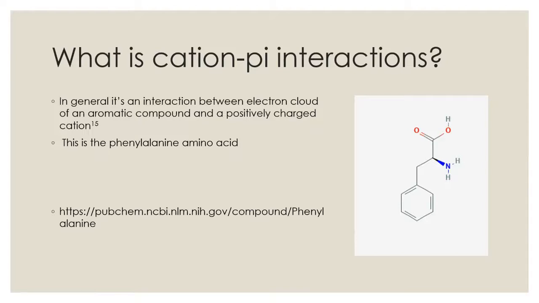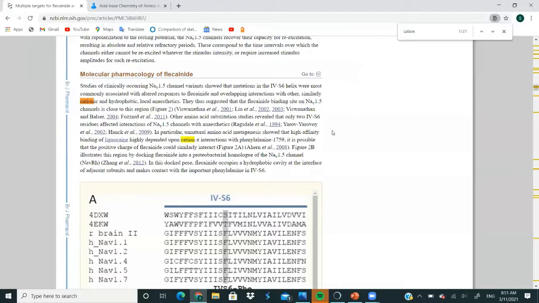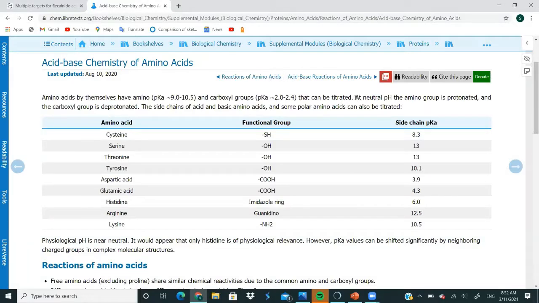And this is the phenylalanine amino acid that was mentioned in the article. So this benzene ring has an electron cloud, a polarizable electron cloud that attracts that cation. We also should understand that this type of interaction happens with aromatic compounds like benzene rings. Okay, now if we go back to this article, it says here that it is possible that the positive charge of flecainide could similarly interact. And in this article here, it says that at neutral pH, the amino group is protonated.